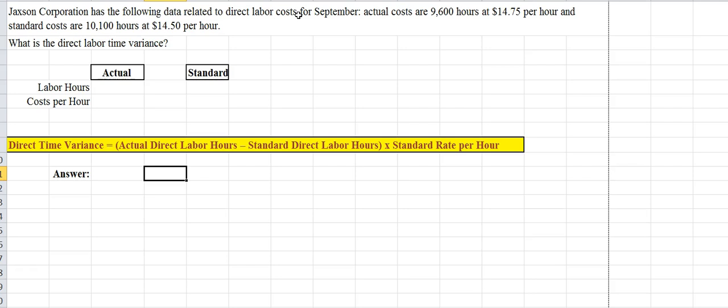And for direct labor costs, the variances can be decomposed into the amount of hours of labor, or into the amount of the salary or the hourly wage you paid your employees, right? So actual costs are, in this case, you had 9,600 actual labor hours at a cost of 1,475.